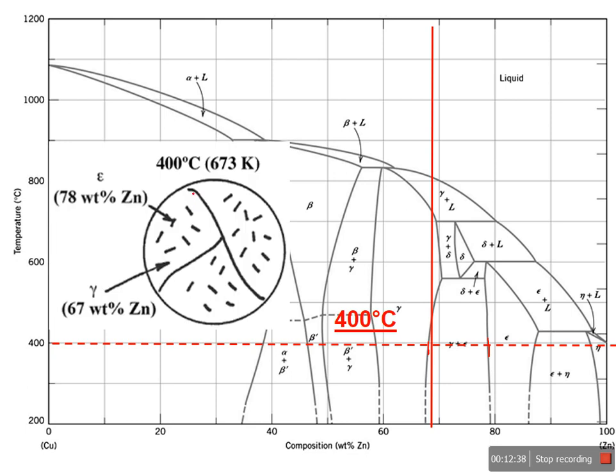So again, it's a solid. I put a grain boundary in there to depict it's a solid. And here we have the epsilon phase, and the background is the gamma phase. And you can see that the epsilon is determined by this portion here, which is around about 78 weight % zinc, 22 weight % copper. And the composition of the gamma is around about 67, 68 weight % zinc.